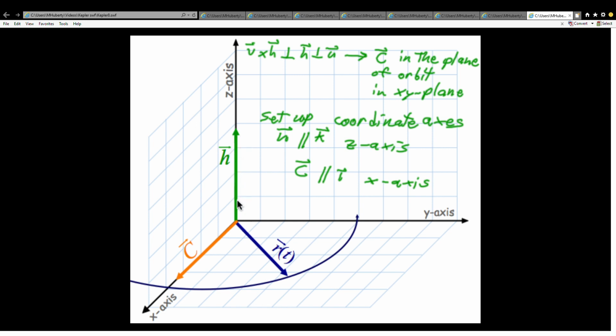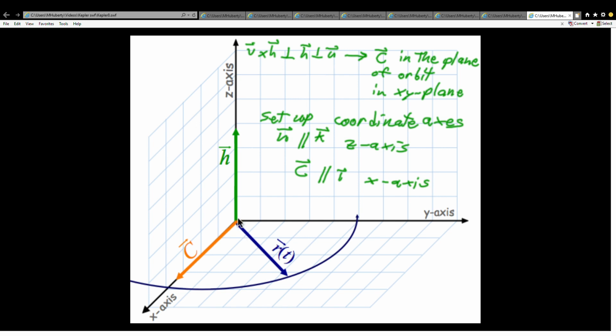And then we also had this constant of integration we just came up with, this c constant, and that's in the xy plane. It's in the plane of orbit. And we're going to line this up along the x-axis. After all, we can set up the x-axis any way we want. We're choosing to do it this way, okay?